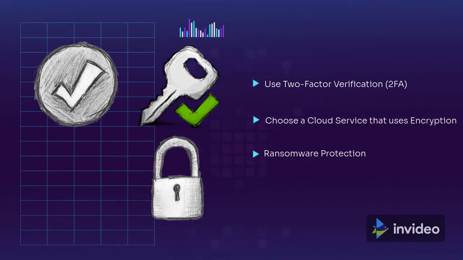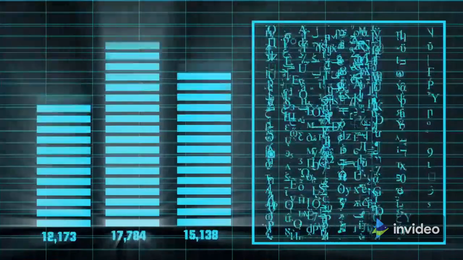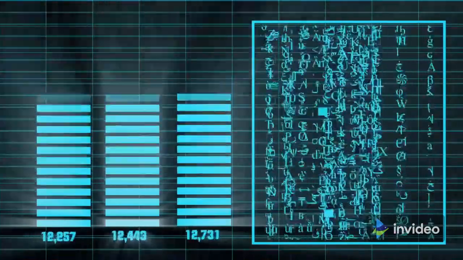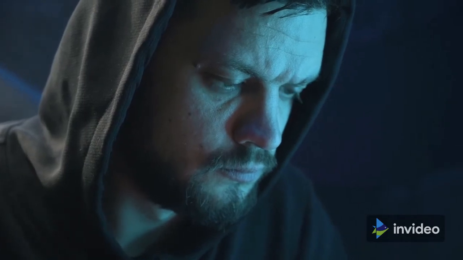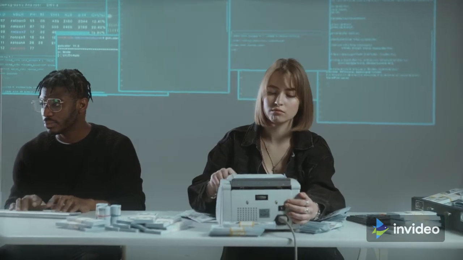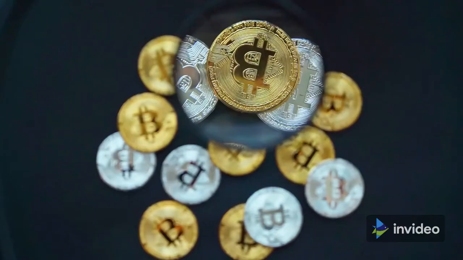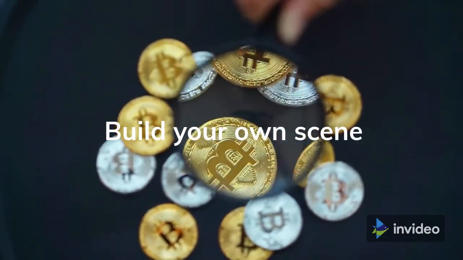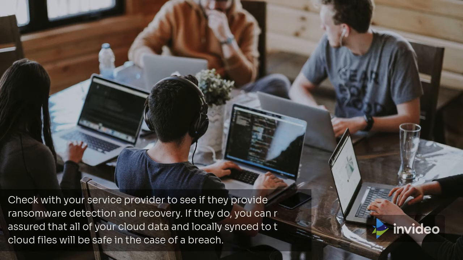Ransomware protection. Ransomware is a type of malware that encrypts your documents, your entire hard disk, or your entire company's network of servers. You would then be locked out of all your files and programs unless you pay a ransom, which is commonly done in Bitcoin. Check with your service provider to see if they provide ransomware detection and recovery. If they do, you can rest assured that all your cloud data are locally synced to the cloud files, which will be safe in case of a breach.